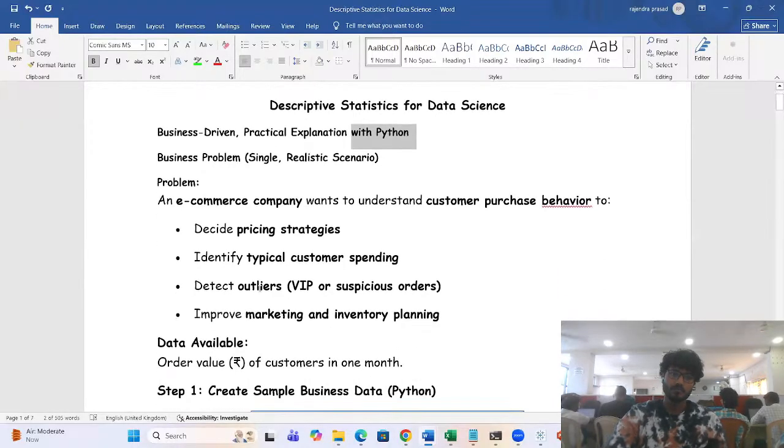See, the problem is an e-commerce company wants to understand the customer purchase behavior. They want to understand purchase behavior to decide pricing strategies, to identify typical customer spending, and to detect the outliers, meaning VIP customers. Usually all the people are spending 1,000, 2,000, 3,000 in my shop, but there are customers who are spending 10,000, 20,000 in my shop, meaning VIP customers.